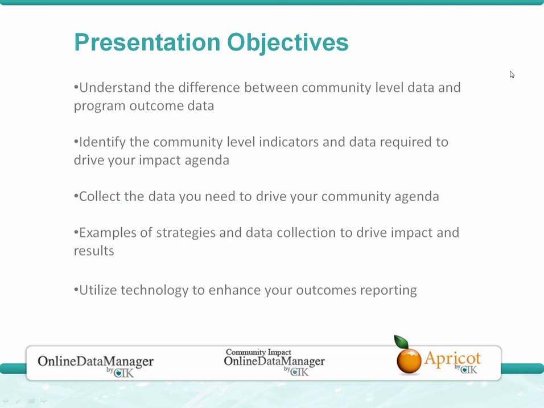To set the stage, what I'm going to talk about is helping understand the difference between community level data and program outcome data, some ideas on how to best identify the community level indicators and data required to drive your impact agenda, collect the data you need to drive your agenda. I'm going to show you some examples of that and examples of strategies and data collection ideas, and then finally talk a little bit about technology to help you do this work in today's environment, in today's world.